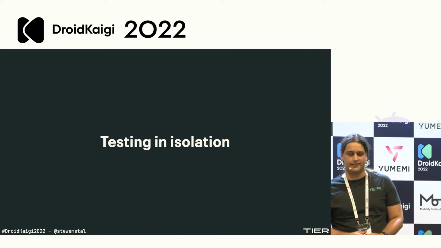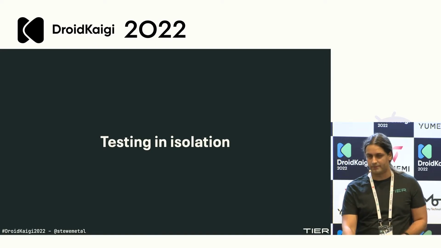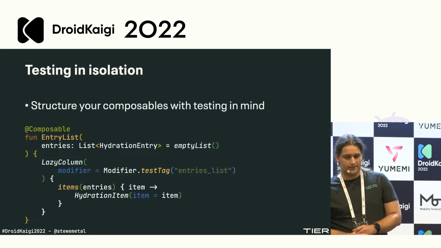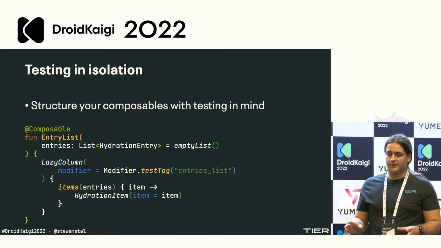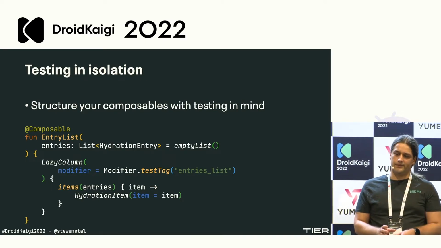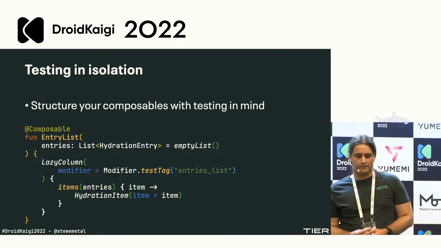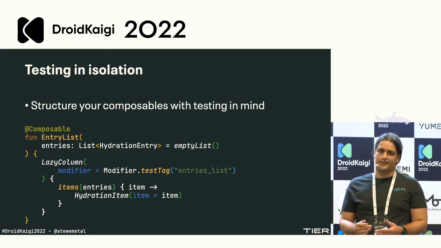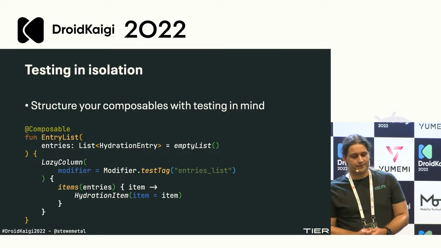Okay, let's see some techniques on how we can structure our composables and what we can think of when we are creating them to make them easily testable and make our lives easier. First of all, a good tip: structure your composables with testing in mind, and also try to make them as small as possible and as reusable as possible. Because, of course, that saves time and energy.